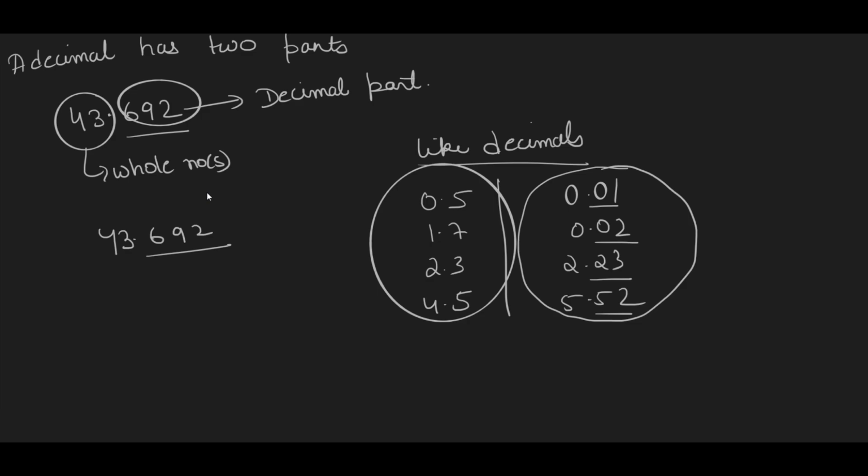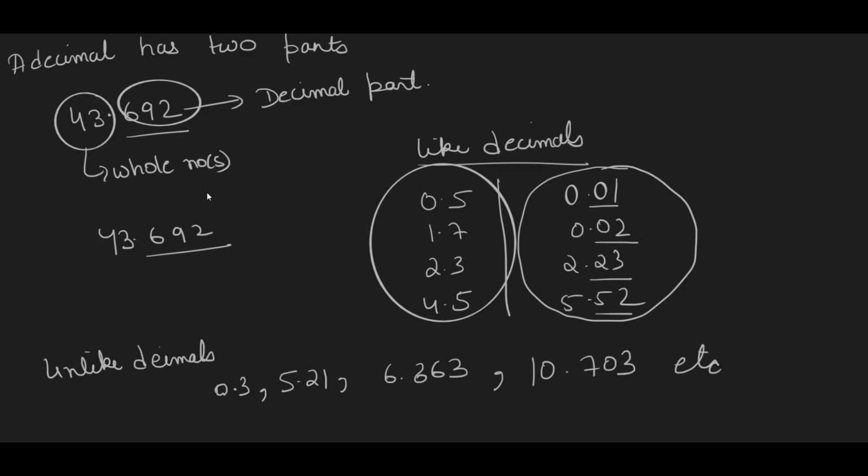And the last one you have is your unlike decimals. And unlike decimals is simply when the number of digits after the decimal is not the same. Suppose 0.3, 5.21, 6.663, or 10.703, etc. These are all examples of unlike decimals.